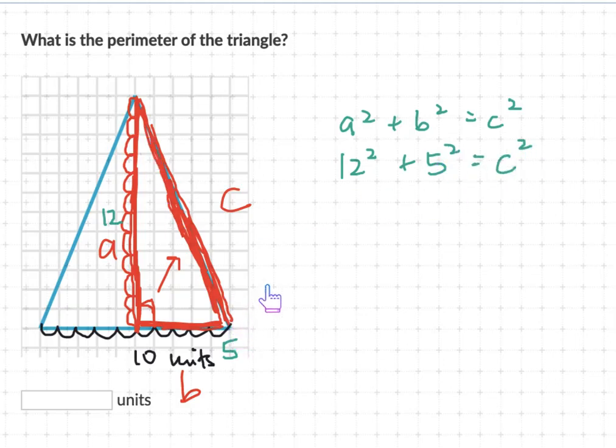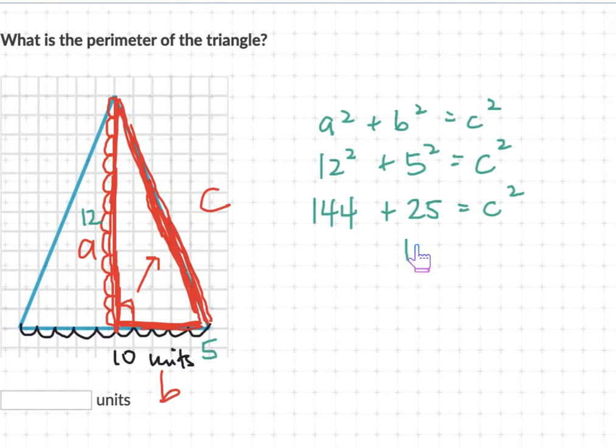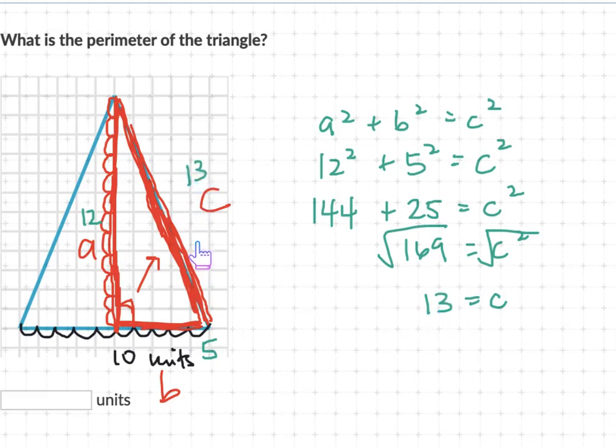C is the same side. So this is 12 times 12, 144, plus 5 times 5, 25, equals C squared. 144 plus 25 is 169, whoops. C squared. To figure out C, I need to square root both sides. So I need to find the square root of 169, which is 13. So now I have this side as 13.